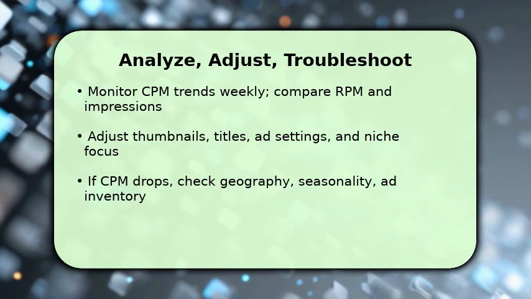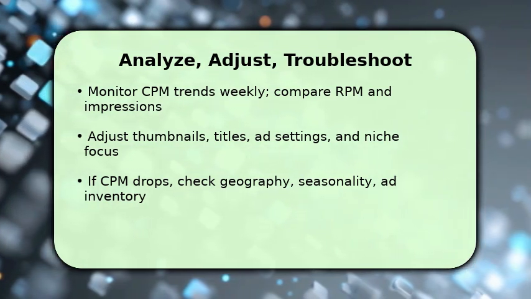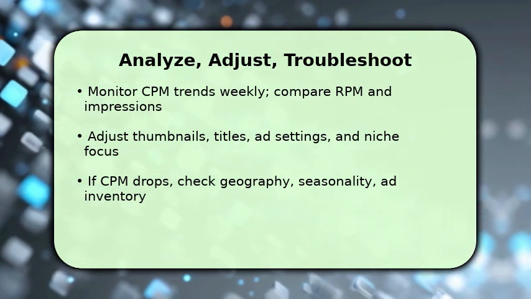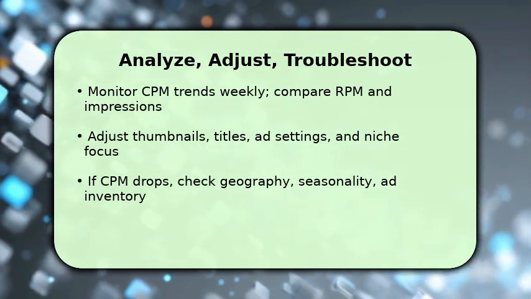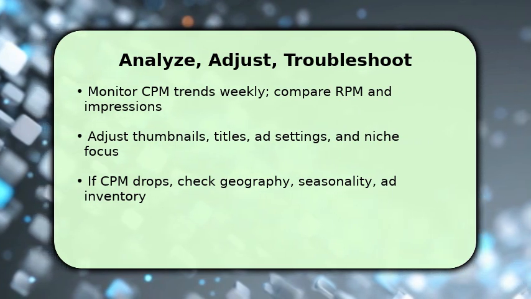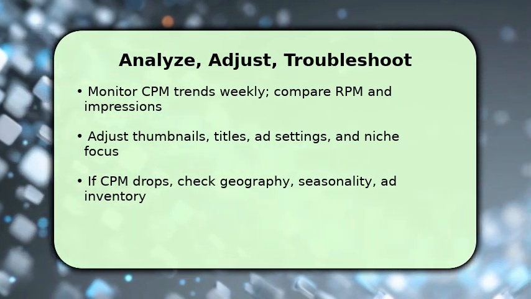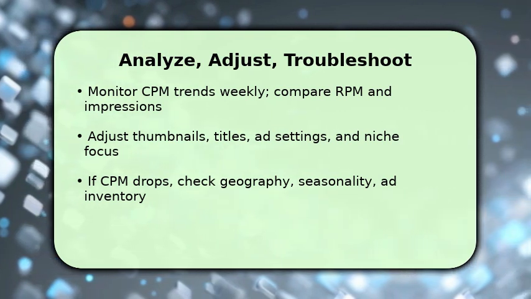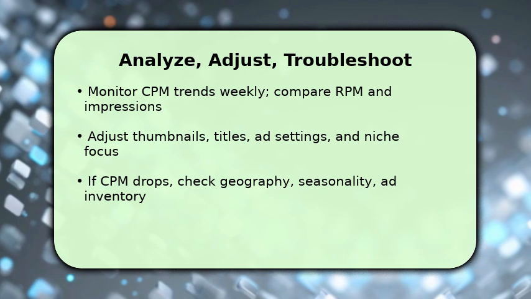Check CPM trends weekly, compare RPM and ad impressions, and drill into geography and content-level data to spot patterns. Then adjust thumbnails, titles, upload cadence, and ad formats to test improvements. If CPM falls unexpectedly, consider seasonality, advertiser demand, or changes in viewer countries.